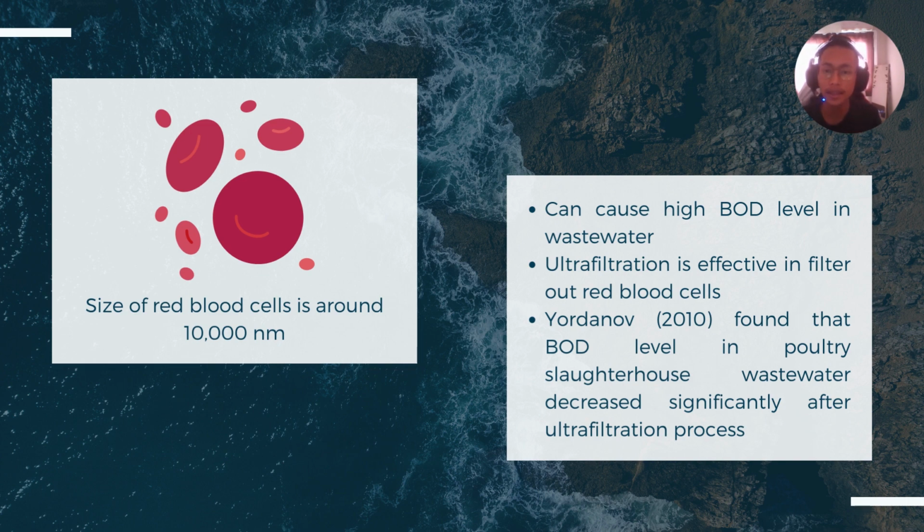literally indicates that it is very effective to remove blood through the ultrafiltration method, because the size of the red blood cells cannot go through the ultrafiltration stage. So that is why we can remove blood from the wastewater by using the ultrafiltration method. So I think that's all for the ultrafiltration method. So now let's get on to anaerobic treatment that will be explained by my friend Najiha.